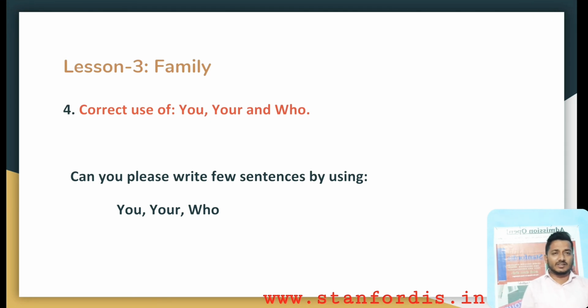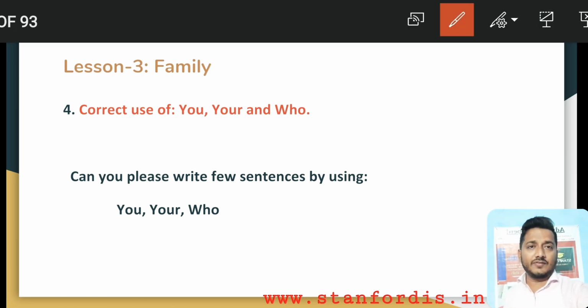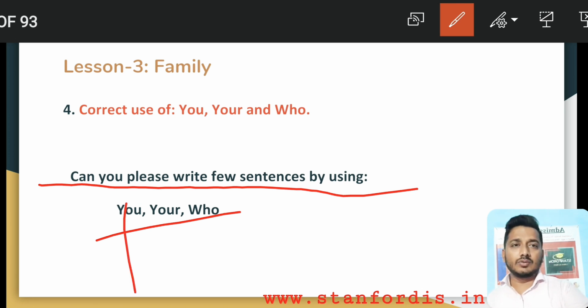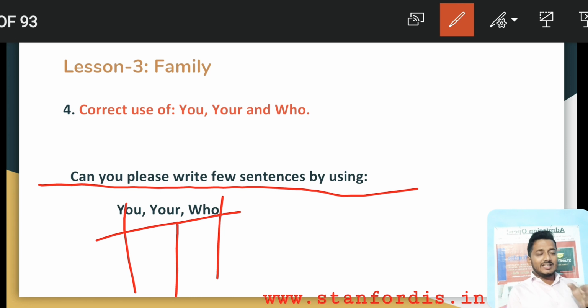Please have a look at today's topic. Before I explain, please read this sentence carefully. Can you please write a few sentences by using you, your and who? This is a very easy task. Write one sentence, or you can say using those three words, you, your and who. Use these three words in your sentences. Write three sentences like, you are a boy, something like that. Your book is mine. Who is this person?